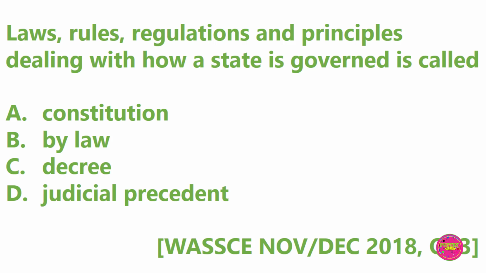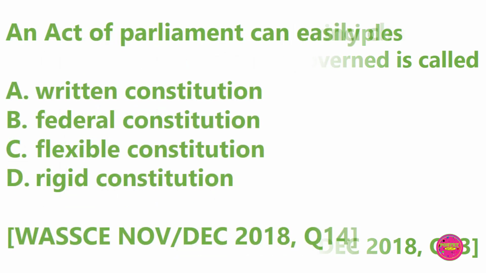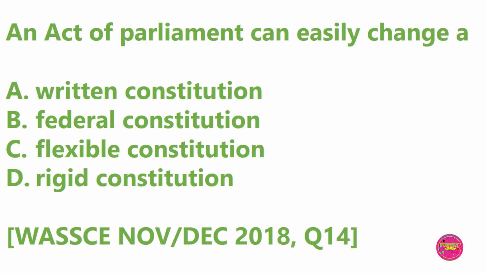Laws, rules, regulations, and principles dealing with how a state is governed is called A. Constitution, B. Bylaw, C. Decree, D. Judicial precedent. The correct answer to this question is A. Constitution.